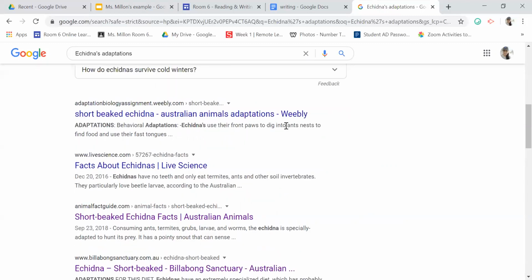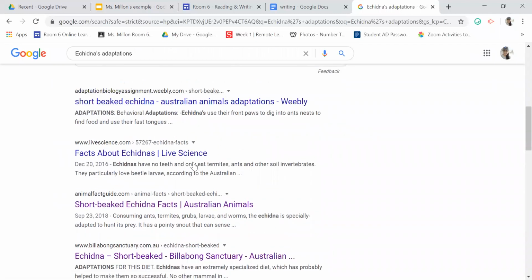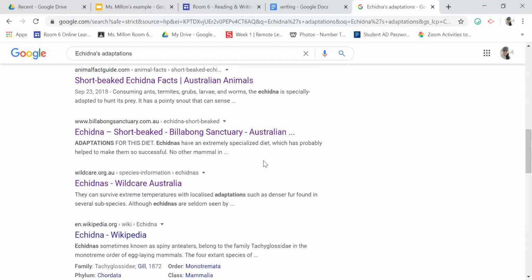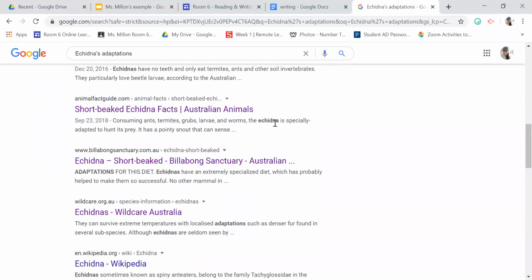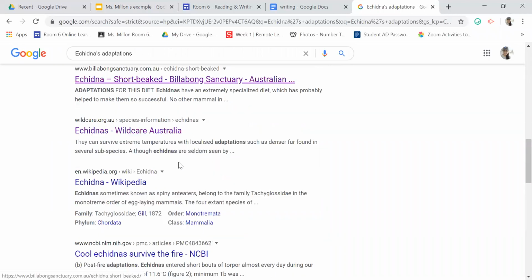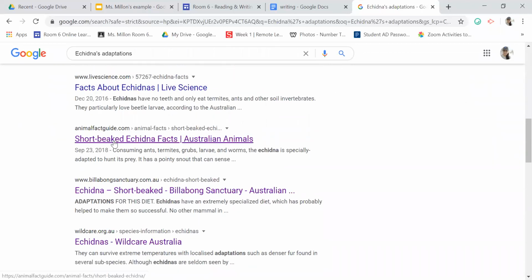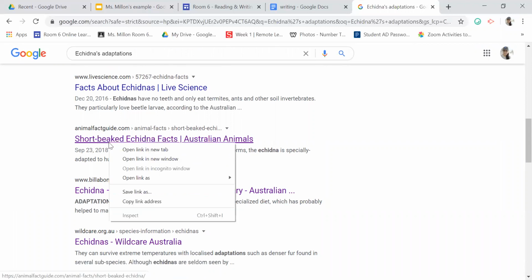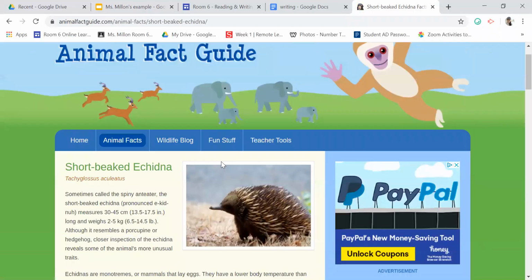So I looked through here. I went to a few websites. I noticed some of the .coms didn't seem super reputable. Remember, with .com, sometimes anybody can post, so you just want to be careful. It doesn't mean you can't use a .com, but you want to be careful about where you're getting the information from. So I found a website here called Animal Fact Guide, and it says Short-Beaked Echidna Facts, Australian Animals. I'm going to click here and see if this website seems reputable.